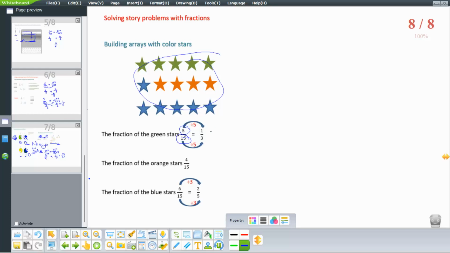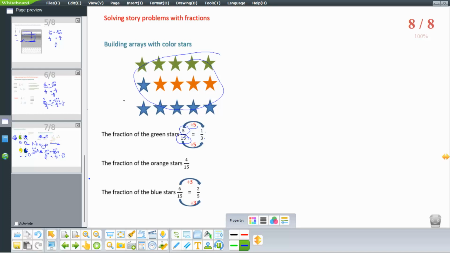Let's simplify. So we are going to divide by 5. 5 divided by 5 equals 1. And 15 divided by 5 equals 3. The fraction of orange, how many orange will it be? We have 4. And the total number equals 15. So it will be 4 over 15. Can we simplify 4 and 15? No, we can't. The fraction of the blue stars.